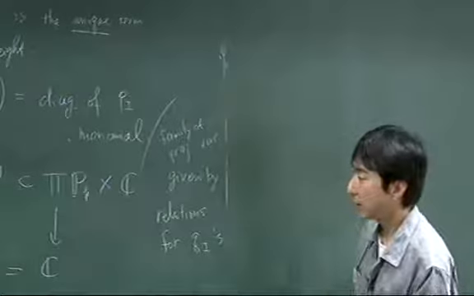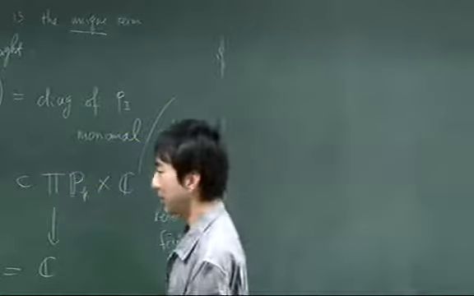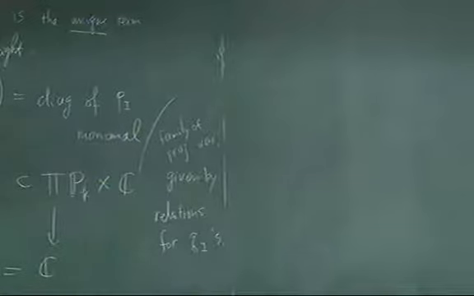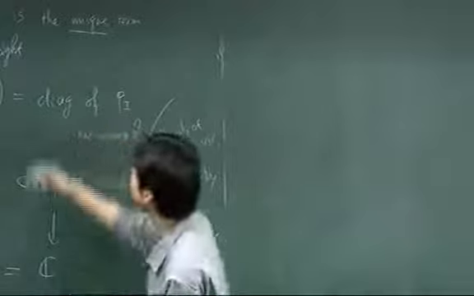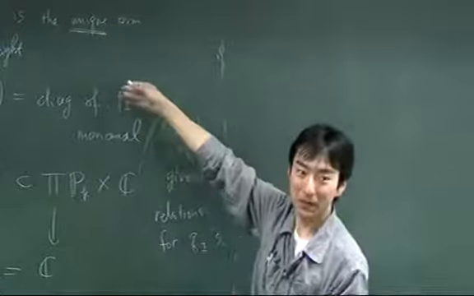Where does this weight come from? This 3 is not so important, but it is important that this number has to be bigger than 2. When this is 2, the uniqueness doesn't hold.